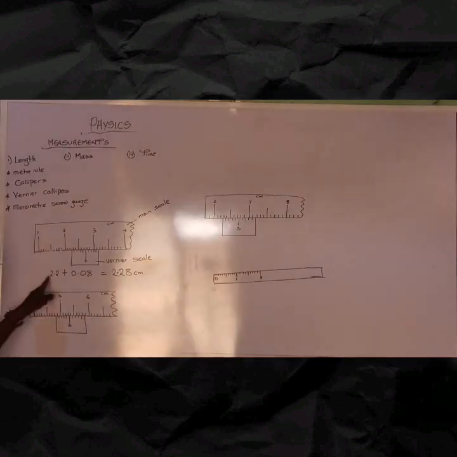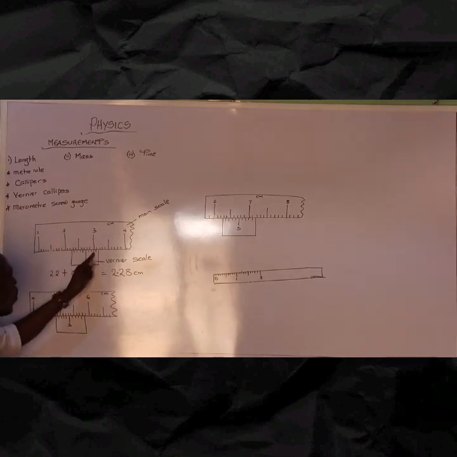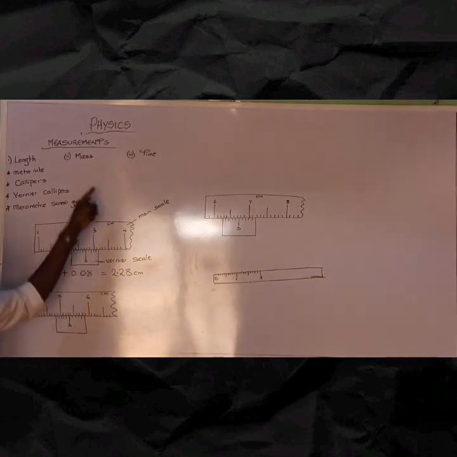So likewise, this is the reading on the main scale, 2. So 2.1, 2.2, 2.3, 2.4, 2.5, 2.6, 2.7, 2.8, 2.9, 3. So we're already at 2.2. Then the vernier scale now, look at the graduation that coincides with the main scale.